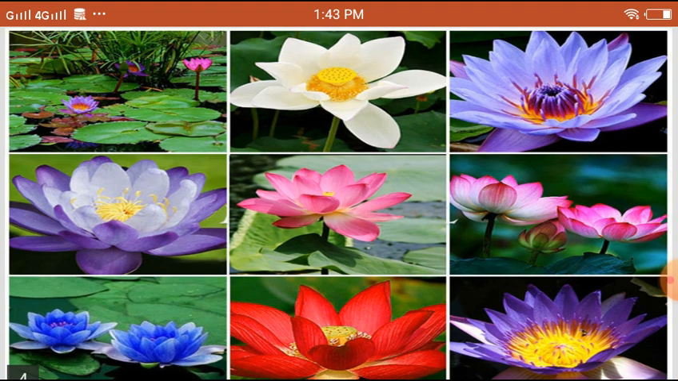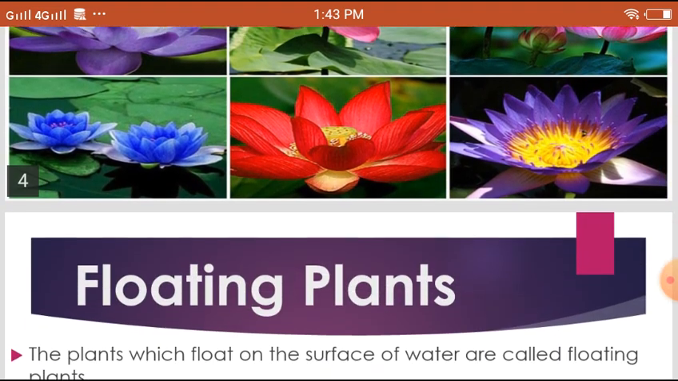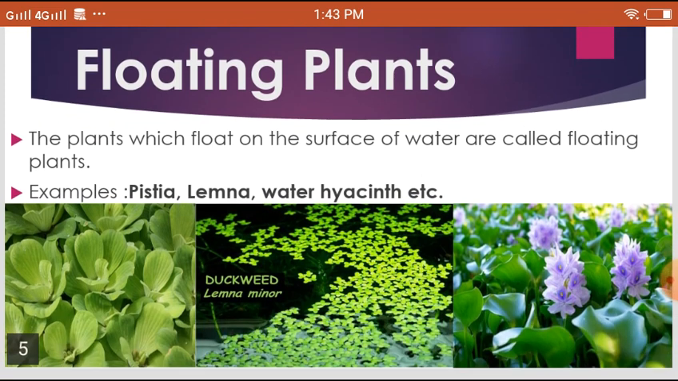Hydrophytes, beautiful water plants. Now, let's talk about floating plants. The plants which float on the surface of water are called floating plants. Pistia, lemna, water hyacinth, these are some examples of floating plants.